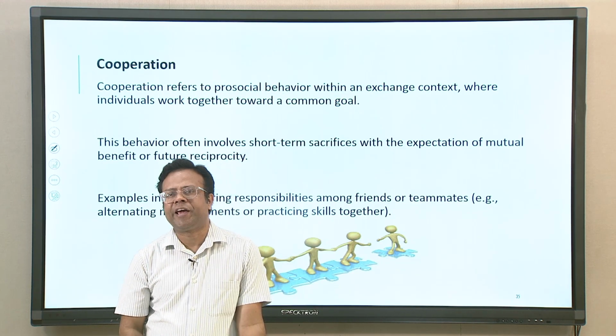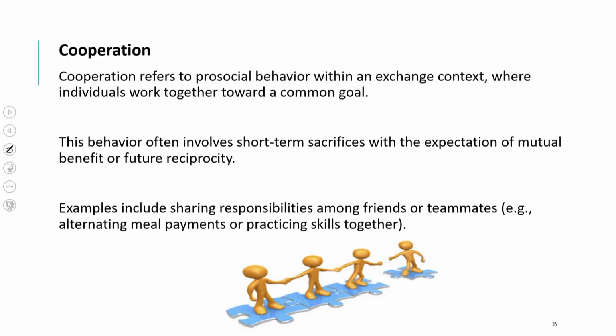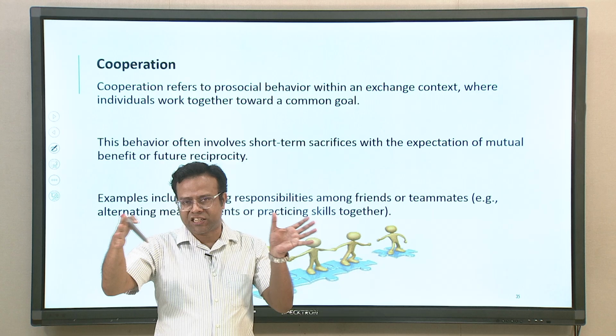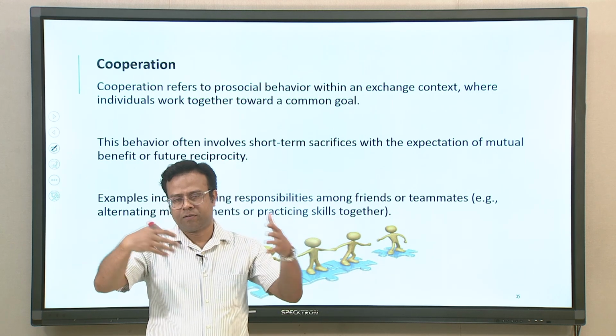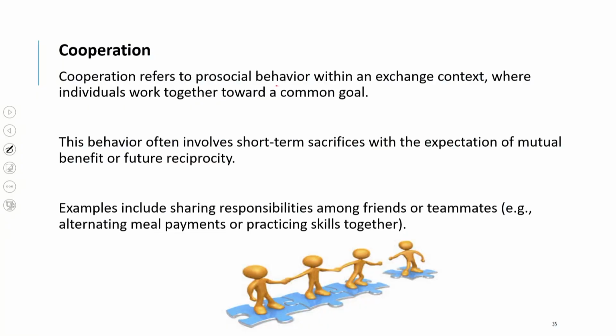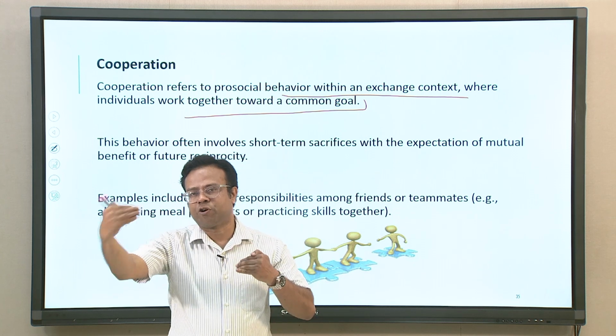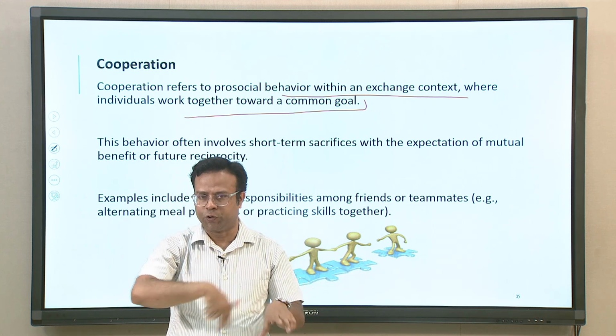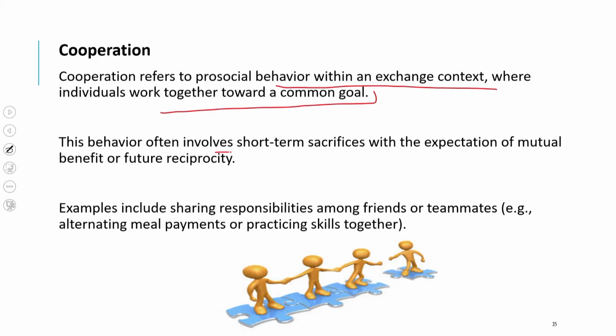The second category of behavior that comes under prosocial behavior is called cooperation. Cooperation is mostly discussed in the context of exchange situations, when multiple individuals are involved. Cooperation refers to prosocial behavior within the exchange context where individuals work together towards a common goal. When there are multiple individuals, or at least two, working towards a common goal, there is an exchange involved between these individuals. This behavior often involves short-term sacrifices with the expectation of mutual benefit or future reciprocity.